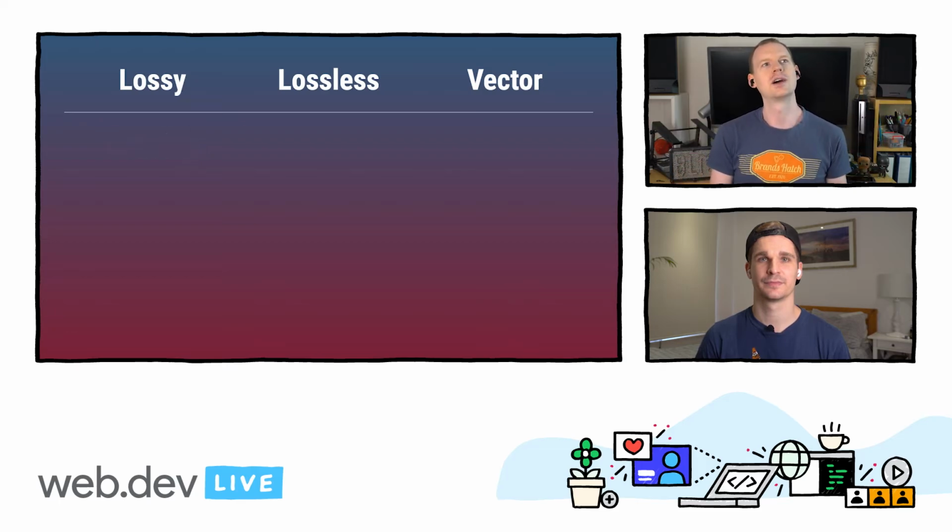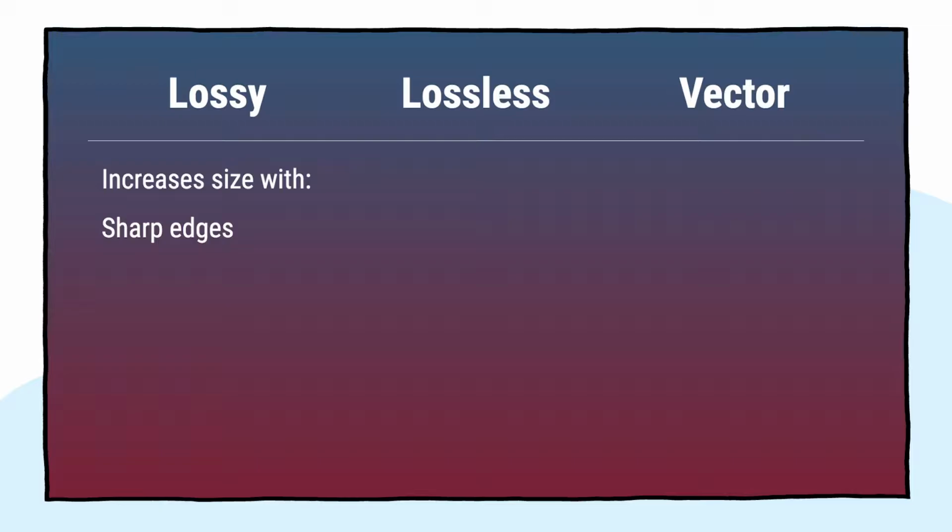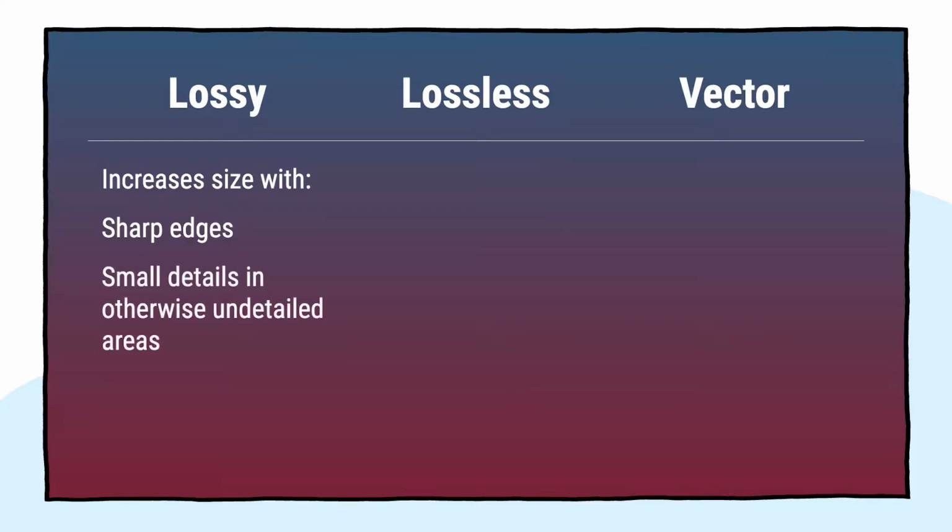A lot of the talks and articles I see about image compression try to bucket kinds of images into formats, and I think that can be misleading. So instead, I want to talk about what these formats actually spend their bytes on. For lossy images, it's sharp edges. They really struggle with that. That will increase the size of the image, and so do small details in undetailed areas. That sounds confusing, so we'll look at a few examples of that in a moment.